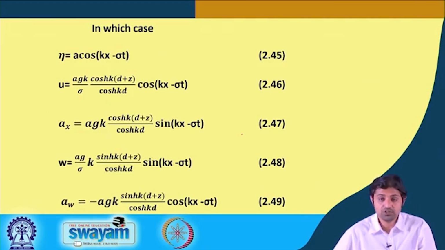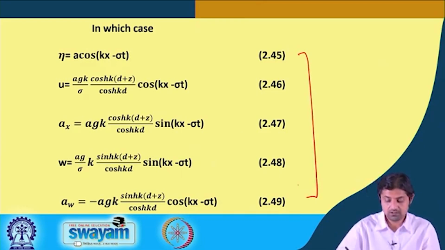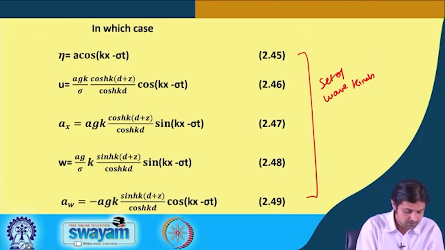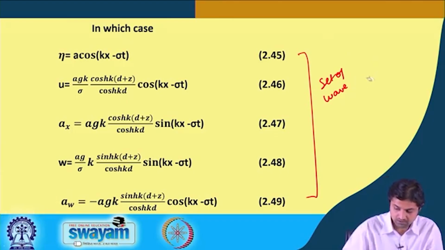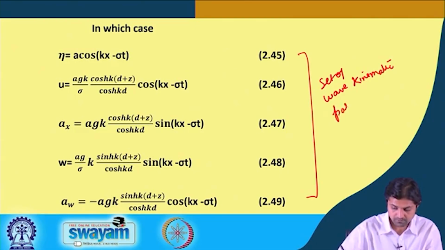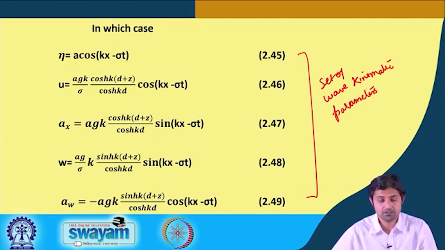All right. So, if we assume a different velocity potential, you remember we had two velocity potentials. So, we started doing all the calculation with the first velocity potential, but if we started with the second, we will obtain this set of wave kinematic parameters. All right.